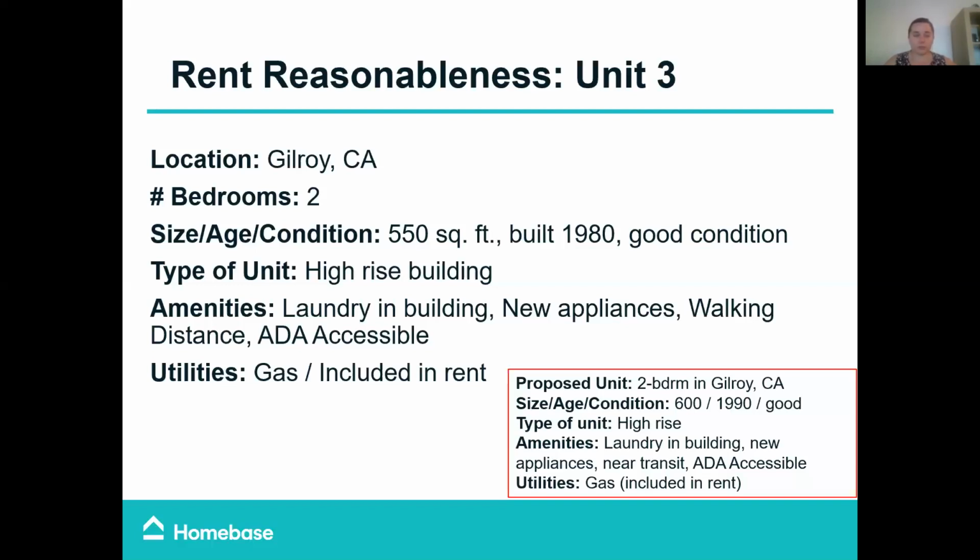However, here we'll notice walking distance to community-based locations versus transit. Here, it's not likely that it's a deal breaker for your client, but if you have a client who needs to take public transit to get to work, for example, that might mean that this unit is not comparable. For purposes of this exercise, though, we'll say that on balance, it's likely that this unit is comparable.